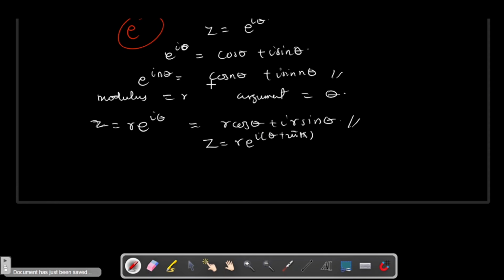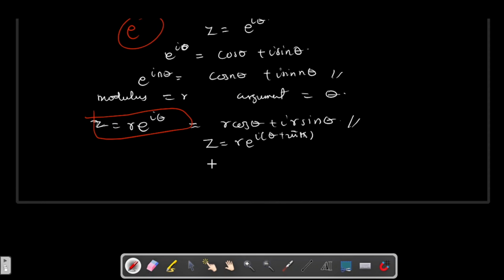We will look at De Moivre's theorem also in our next tutorial. So modulus is equal to r, argument is equal to theta, right? Then we simply represent. So this is actually the polar representation of a complex number: z is equal to r e to the power i theta. You can break it down to get your trig form.